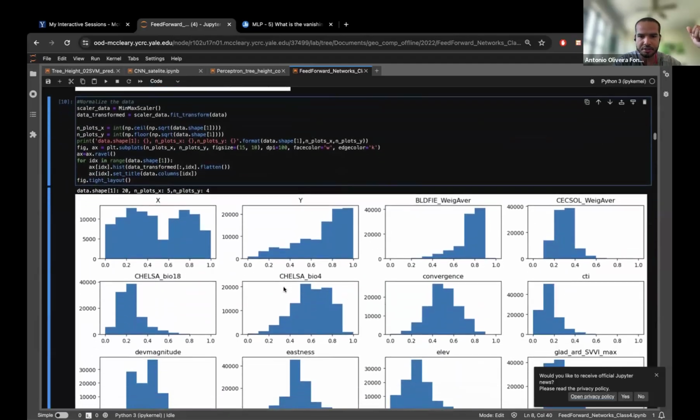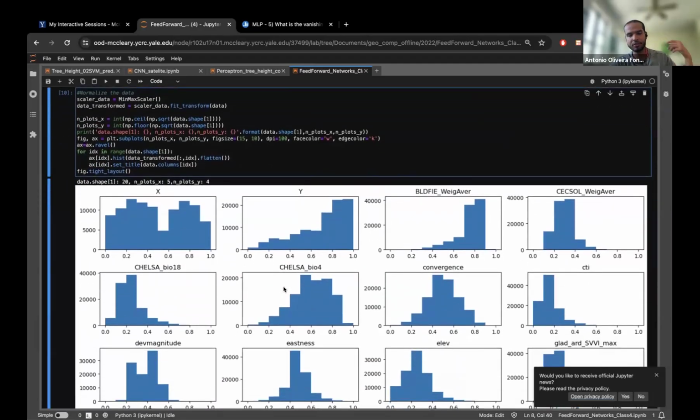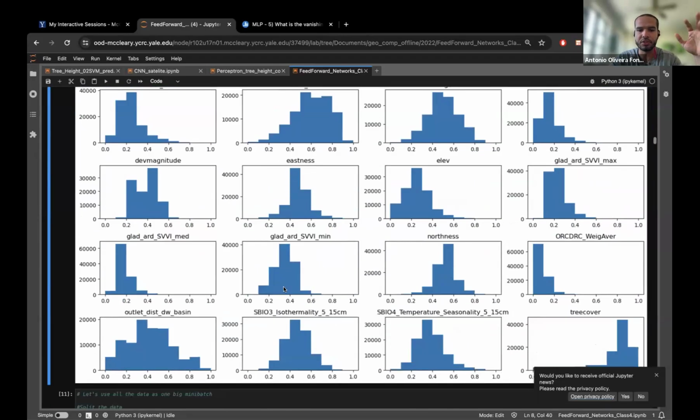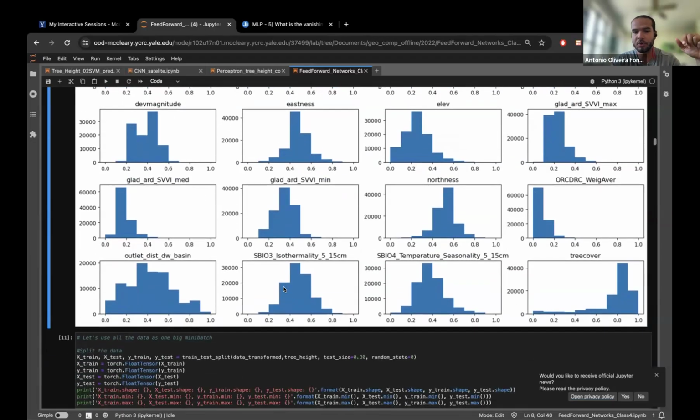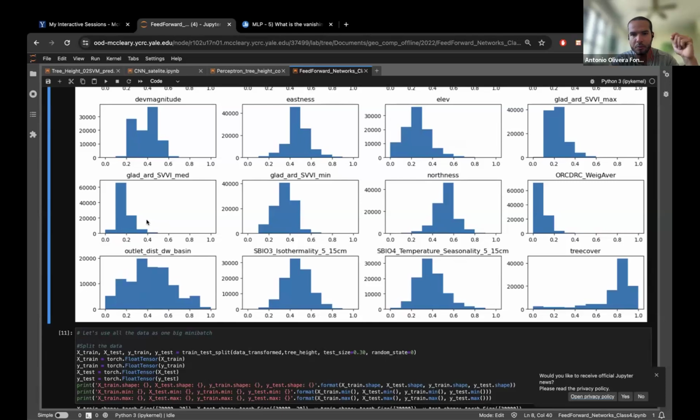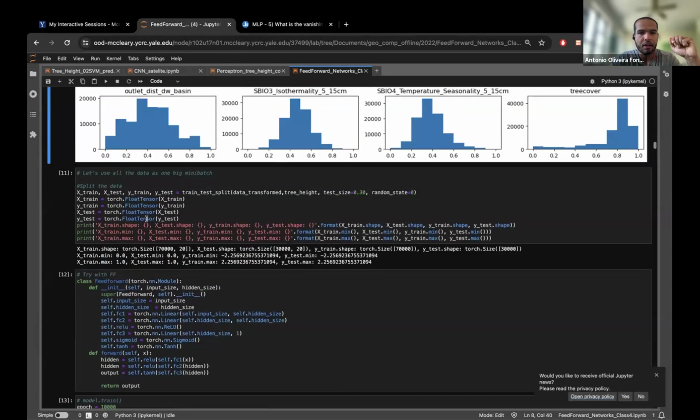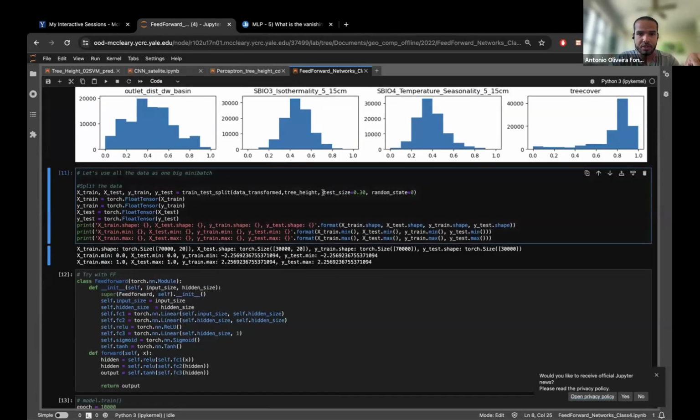So everything now is scaled between 0 and 1, which is good because I would like my model to start with the hypothesis that all the features have equal importance, right? They are all in the same range, although there is some skewness with respect to their distribution. We do the splitting. We are reserving 30% of the samples to be part of the test set.